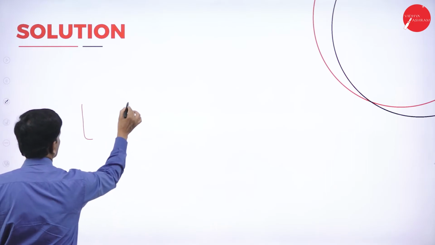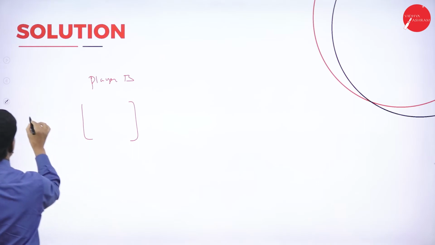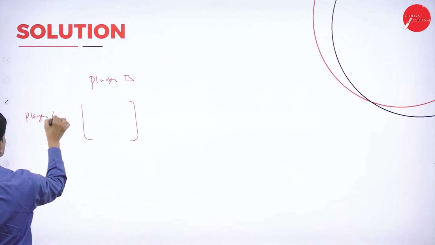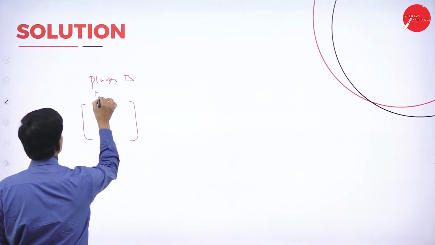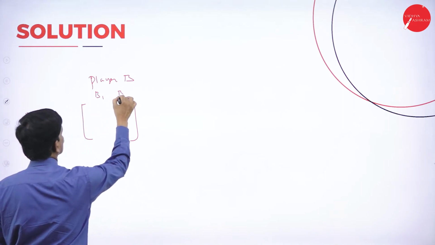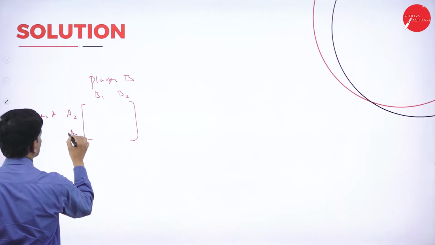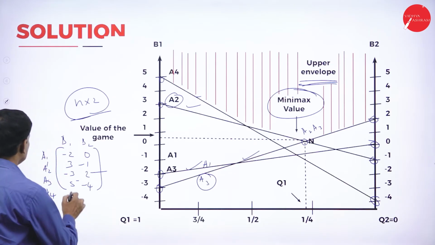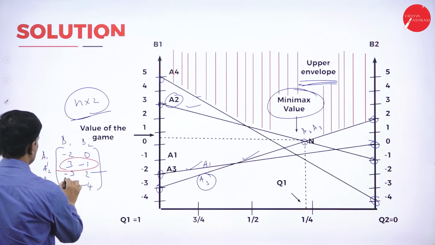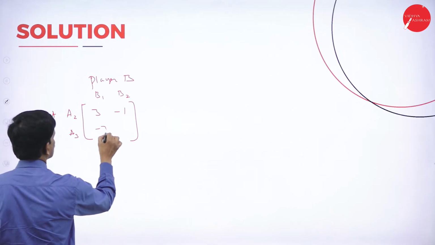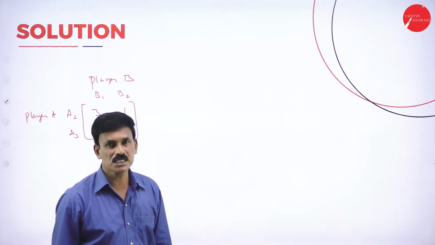Now, let us write down the matrix for player B, and this is for player A. Here it is B1 and B2. Player A is nothing but A2 and A3. What are the values of A2? A2 is 3 and minus 1. A3 is minus 3 and 2. Now, as usual, find out whether a saddle point exists or not.